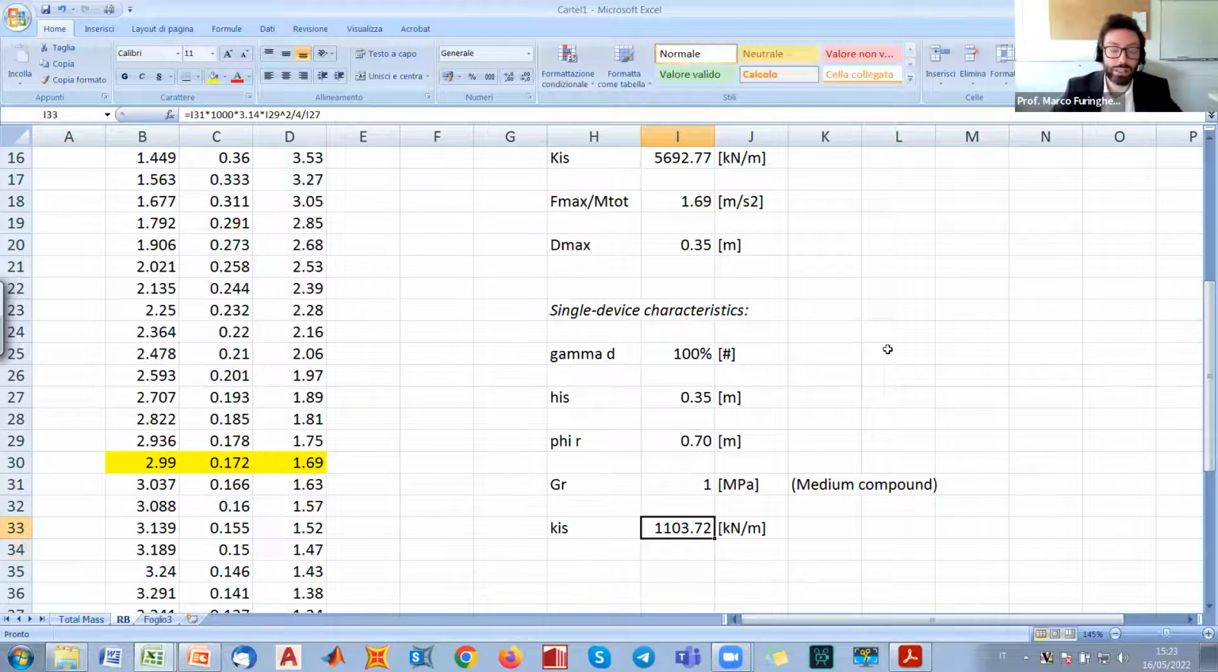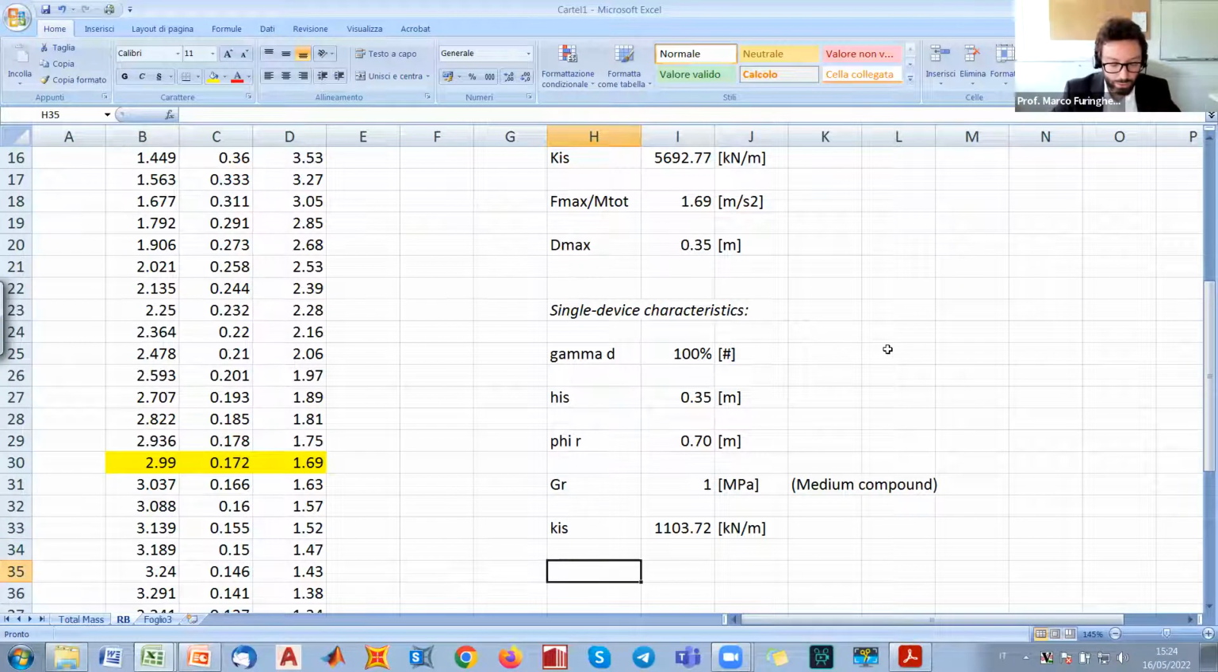I just want you to notice that even though we have already computed the stiffness in kilonewtons over meters, we can also compute the stiffness in Newtons over millimeters. The numerical value will be exactly the same, because the stiffness in Newtons over millimeters is exactly the same number as in kilonewtons over meters, because there is the same ratio between Newtons and kilonewtons and millimeters and meters.